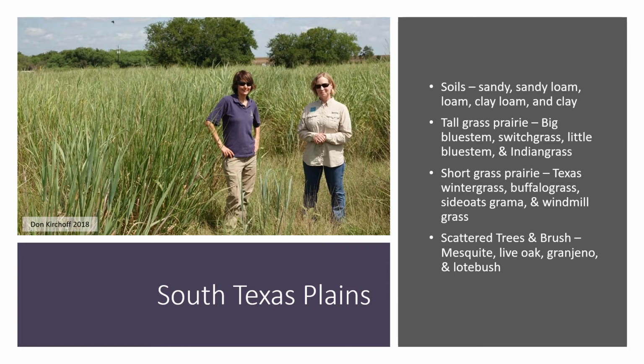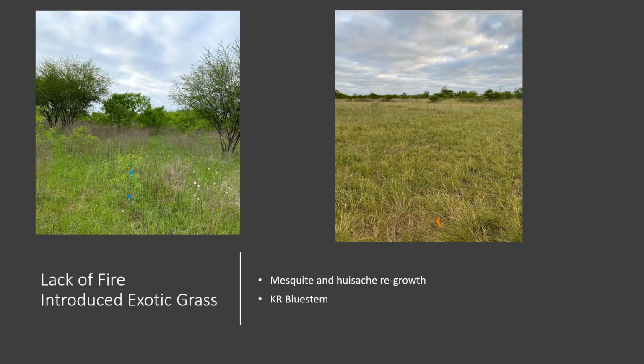In this photograph, you see the tall stands of switchgrass behind me, and in the foreground, you see the short grasses. There's some sideoats grama and windmill grass in that photograph, and then just scattered trees in the background. So this is what this may have looked like historically. This is what you might see more commonly nowadays in South Texas Plains. And a lot of the plant composition has shifted because of previous land use.